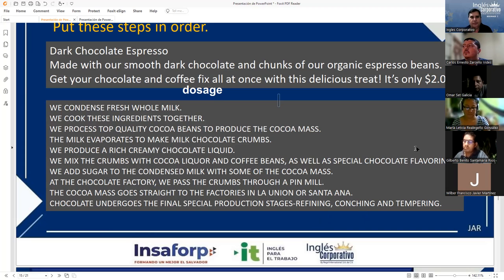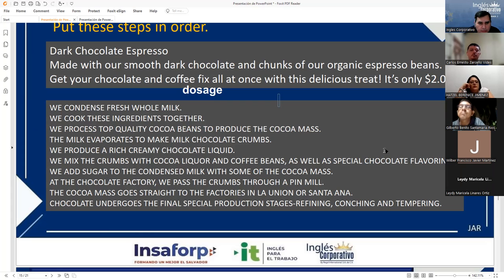Okay. So, maybe tempering in the refrigerator, conching in the shape where they give the shape, refining, making it very thin, maybe a process of sifting or something like that. Okay. Let's see, first, what's number one? We process top quality cocoa beans to produce cocoa mass, right? So maybe that is number one. What's number two?